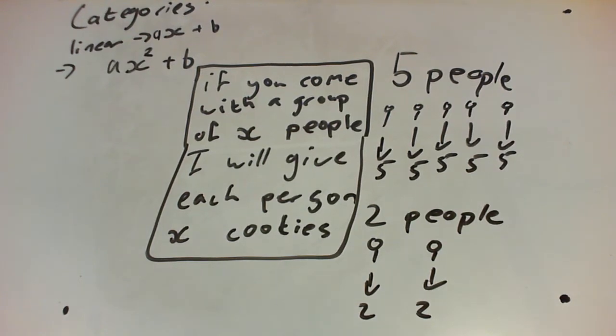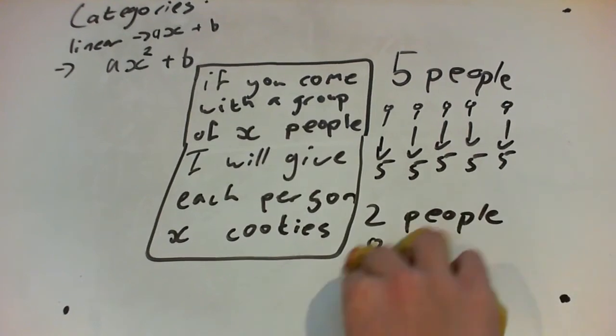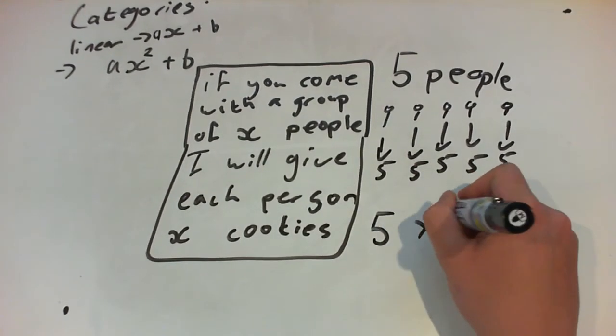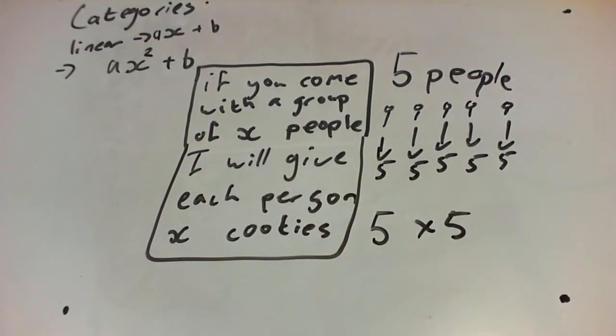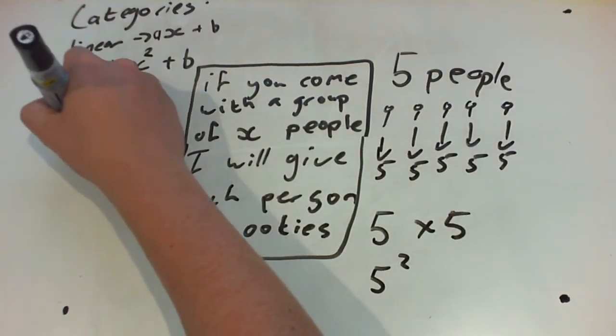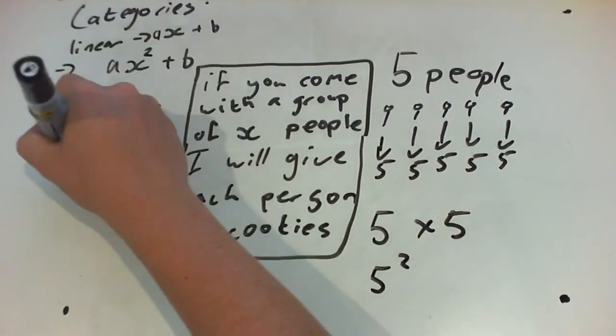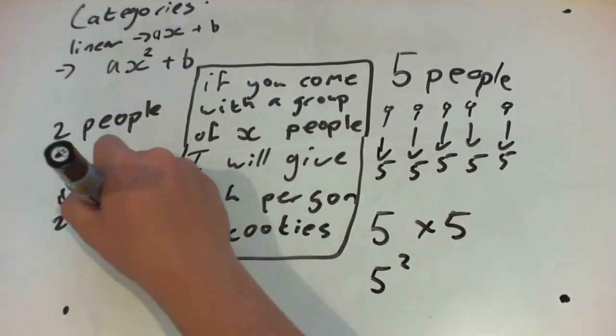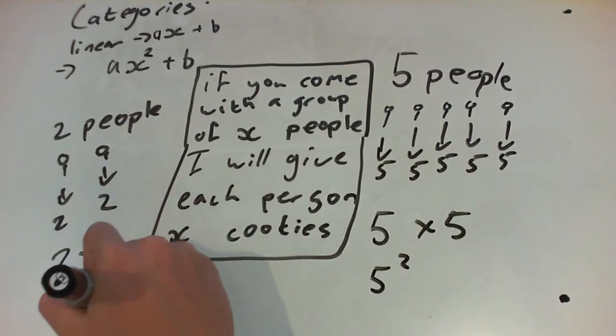Now the question is, for every number of people, how many cookies should I be making? And let's look at the 5 now. Okay? We have 5 people, and each person gets 5. Meaning that we have 5 people times the 5 cookies that each person gets, and if we simplify this and not get the answer, just simplify, we end up with 5 squared. And if we had 2 people, each person gets 2 cookies, so it's 2 times 2, which is 2 squared.